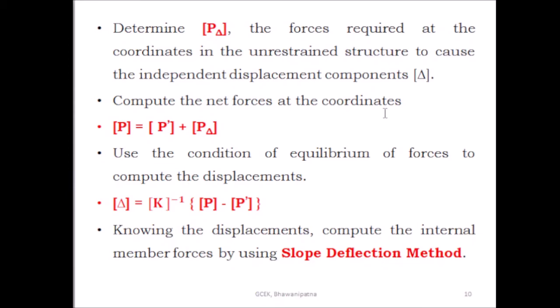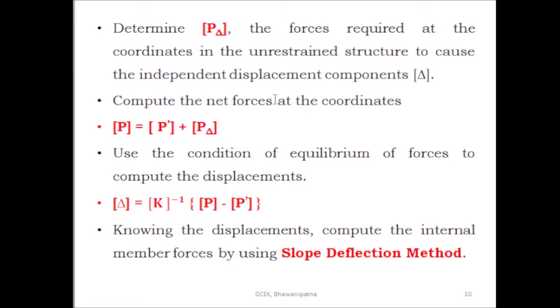Then you have to apply a unit displacement at one coordinate. Then you have to find out what the forces are at all the coordinates. Then you have to apply the unit displacement at the other coordinates. Similarly, you find out the forces at all the coordinates. So this becomes the stiffness matrix.